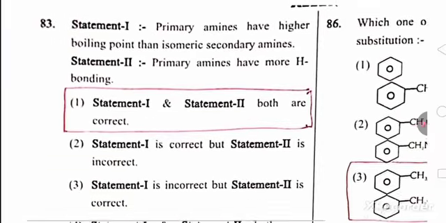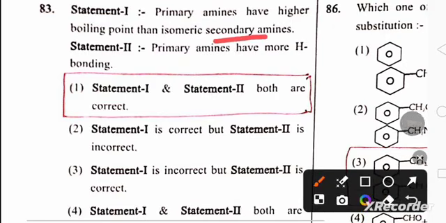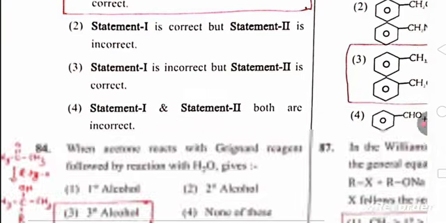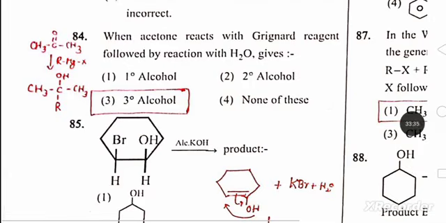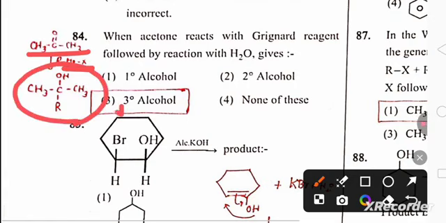In the next question, statement 1, primary amines having higher boiling point than isomeric secondary amine, definitely because primary amine having more hydrogen bonds. Statement 2, primary amines having more hydrogen bonding. Both the statements are correct here. Next question, when acetone reacts with Grignard reagent followed by hydrolysis, it gives tertiary alcohol. When acetone reacts with Grignard reagent, it will get tertiary alcohol.